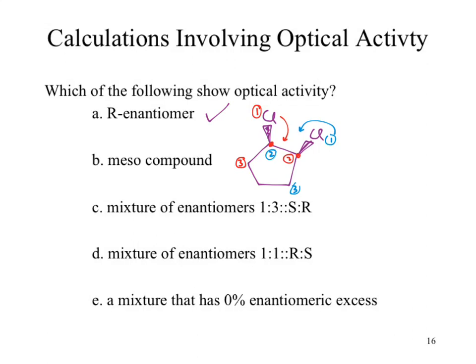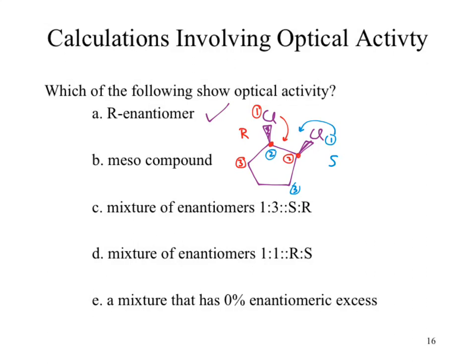Red carbon has what chirality? R. Blue carbon, S. Half of the molecule is R, half of the molecule is S, and they are identical, R and S. So we have effectively an enantiomer within the molecule. Kind of a bit weird. What is that going to do as far as the optical activity?